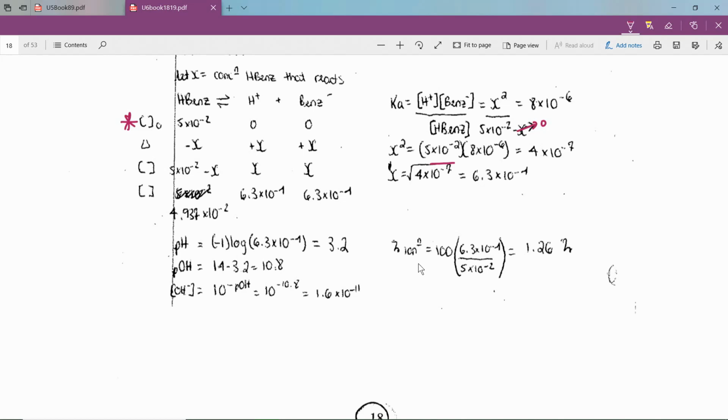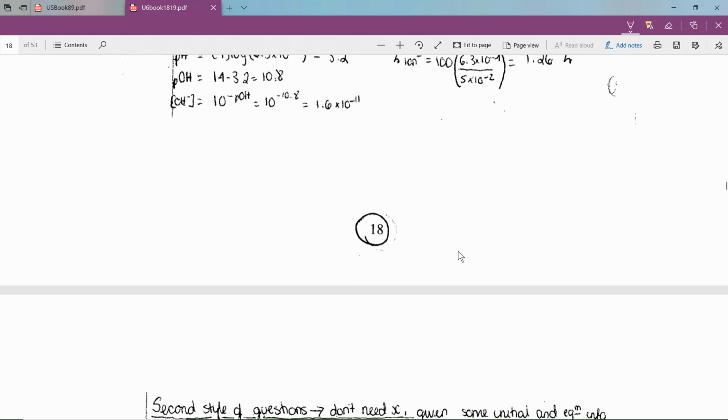And the percent ionization is 100 times how much we lost, which was x, 6.3 by 10 to minus 4, over how much we started with, 5 by 10 to minus 2. And it's going to be 1.26%. Okay, so that's page 18.